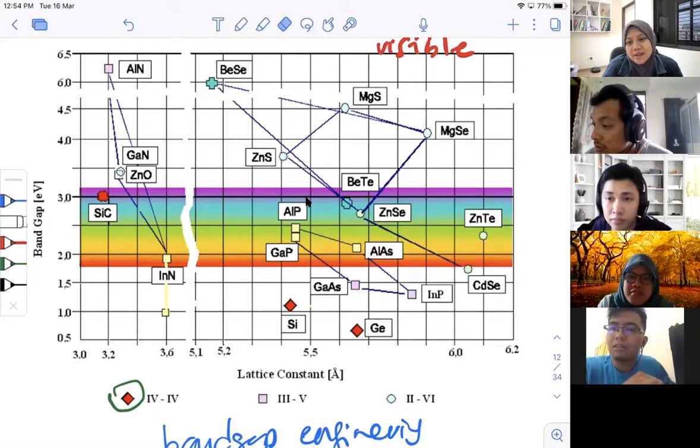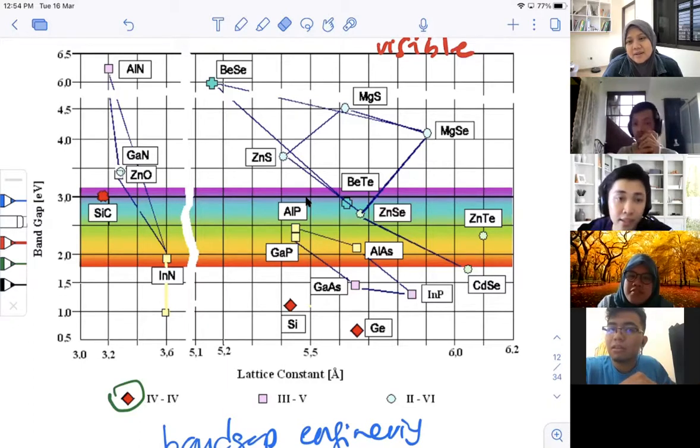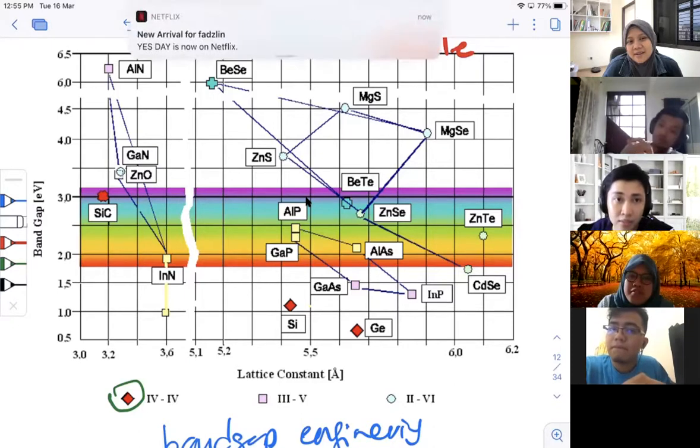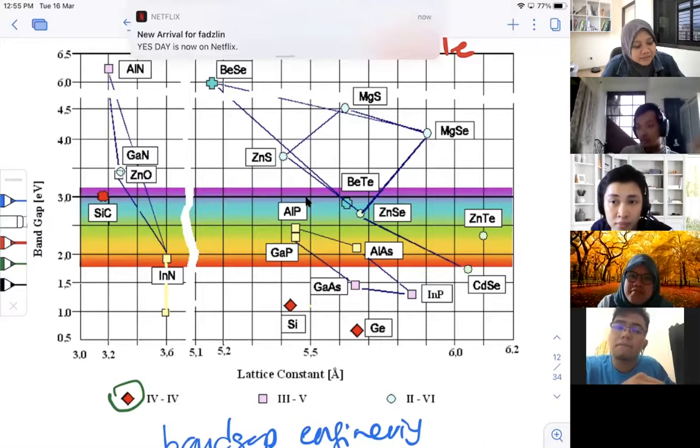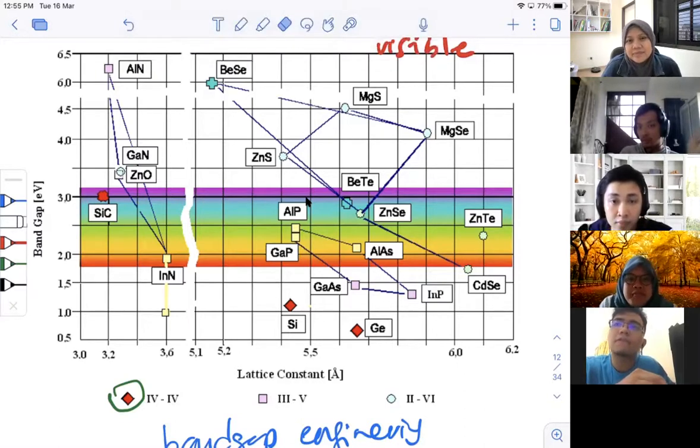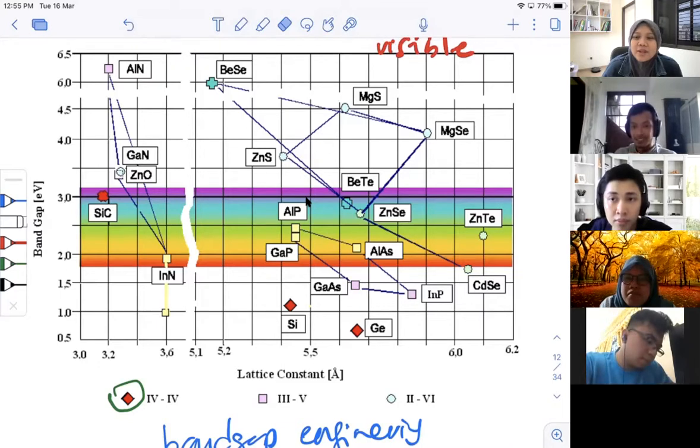Is that your question, Azam? No, kan? Can you ask again, Azam? What is the significance to have the less lattice constant or more lattice constant? Isn't that like the characteristic of the materials itself? It's like one material has a fixed lattice constant compared to other. So you're not answering. So what's the answer? I say that it's just because the material is created that way.